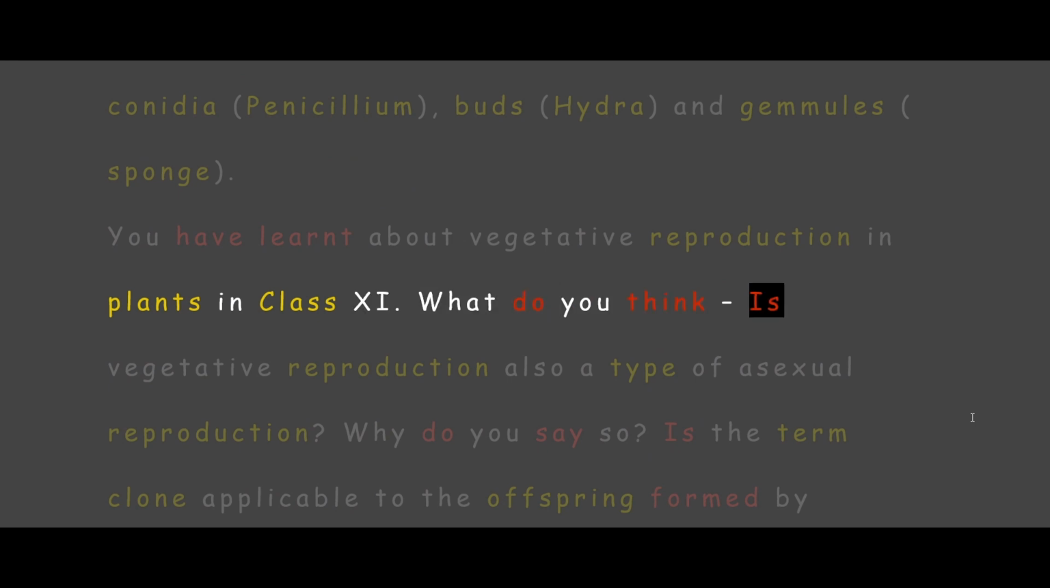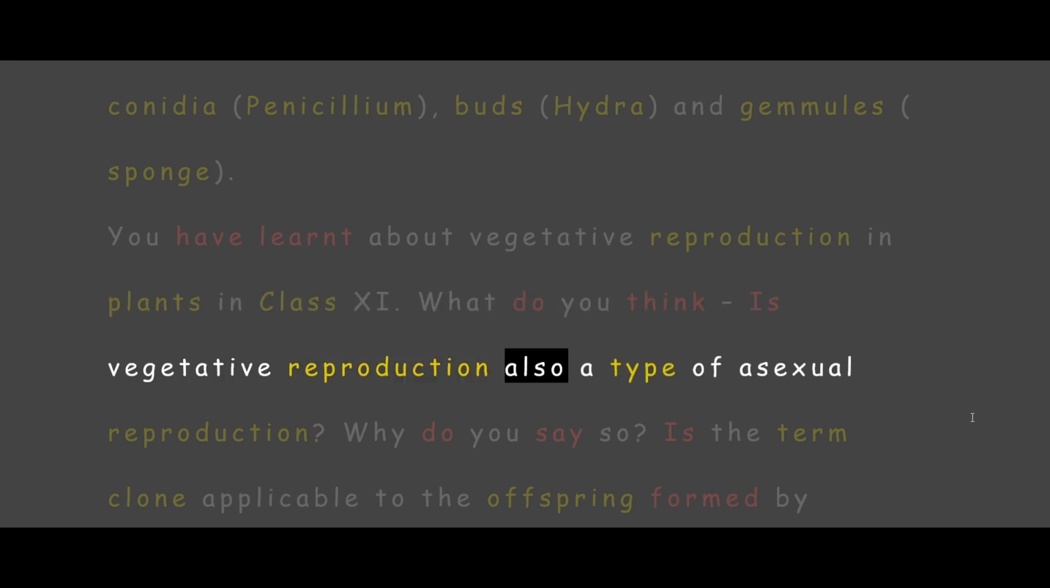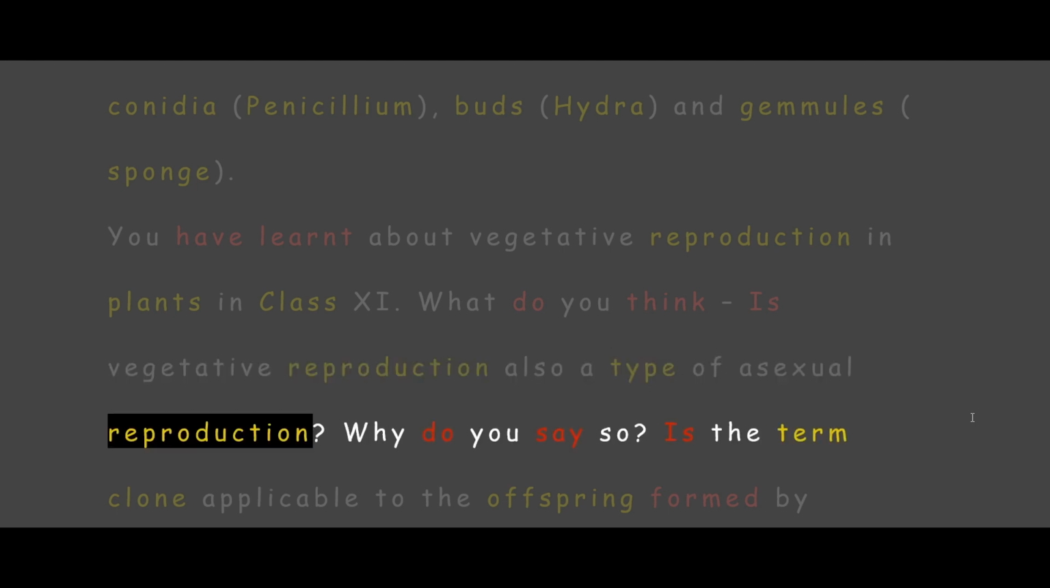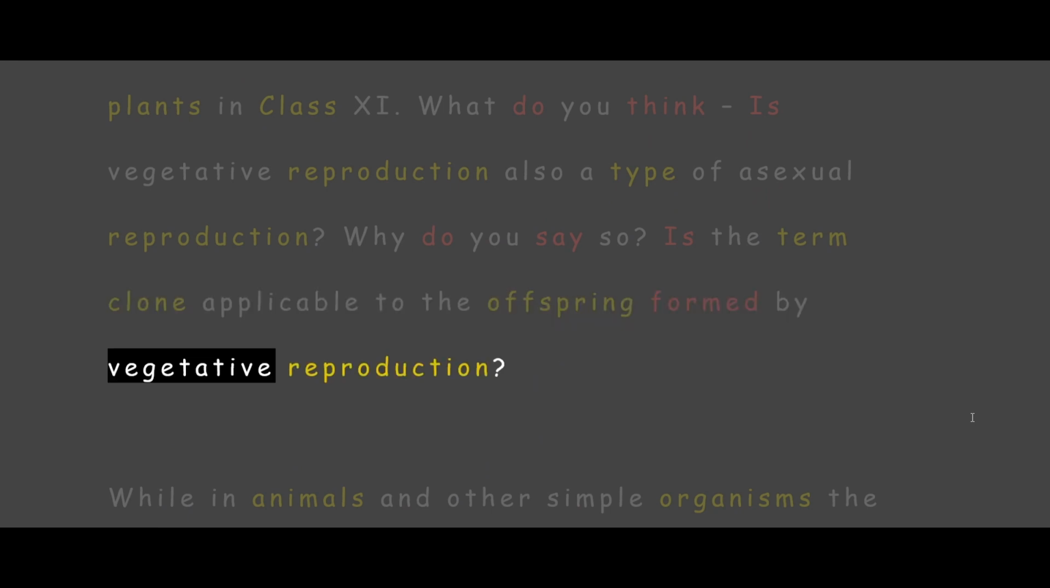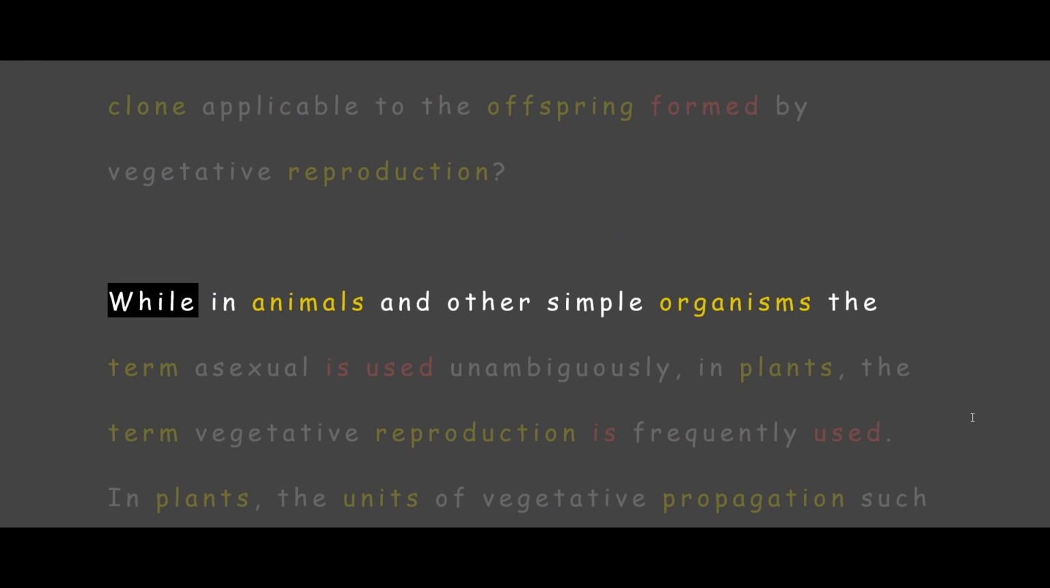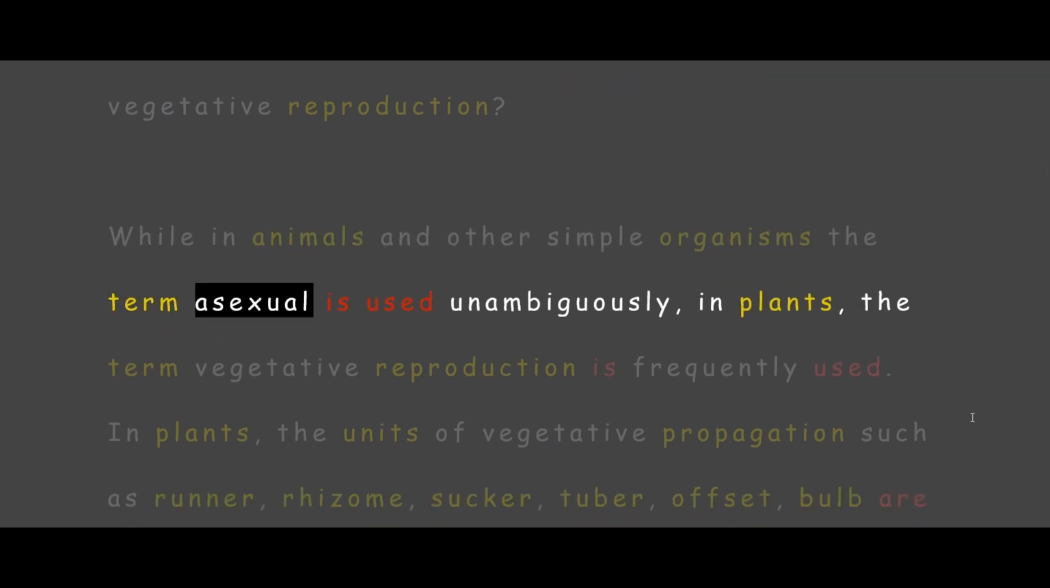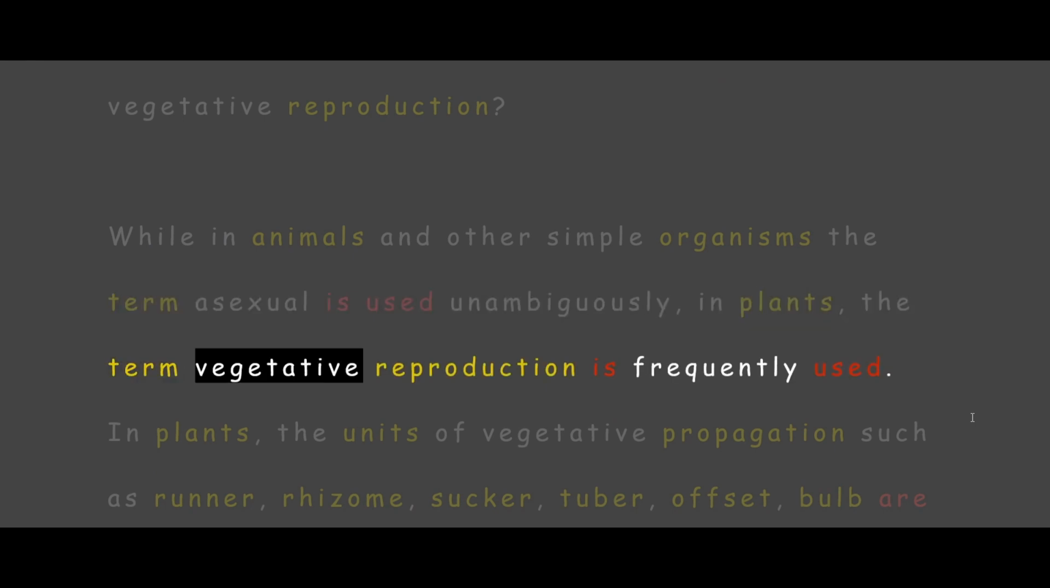What do you think? Is vegetative reproduction also a type of asexual reproduction? Why do you say so? Is the term clone applicable to the offspring formed by vegetative reproduction? While in animals and other simple organisms the term asexual is used unambiguously, in plants, the term vegetative reproduction is frequently used.